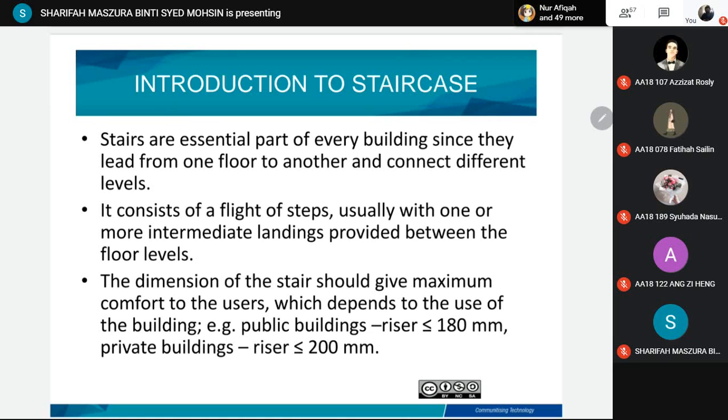Okay. So the dimension of the stair, when you design, must be able to provide comfort to the users. And usually the riser, the height of the stairs, is not more than 180 mm for public buildings. For homes, residential, private buildings, it can go up to 200 mm. Okay.